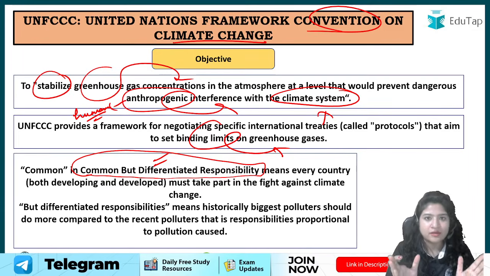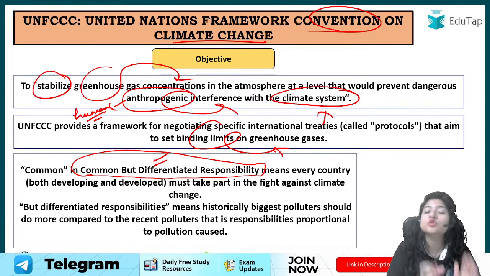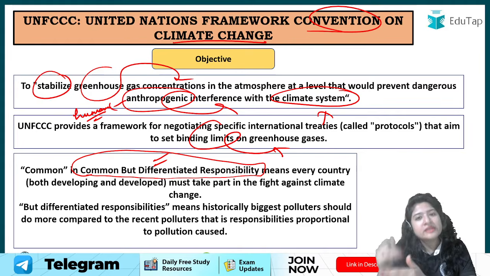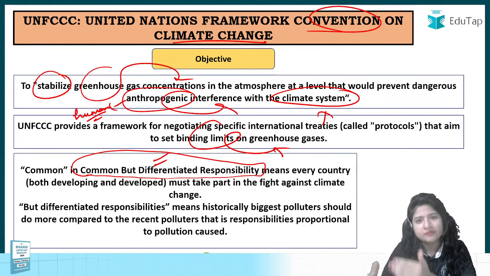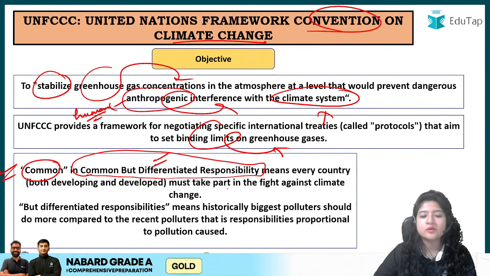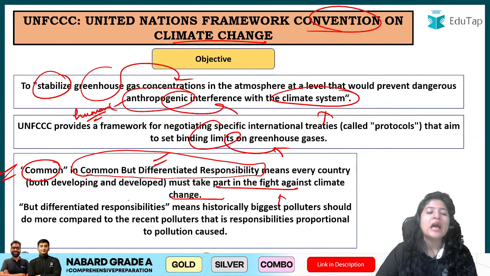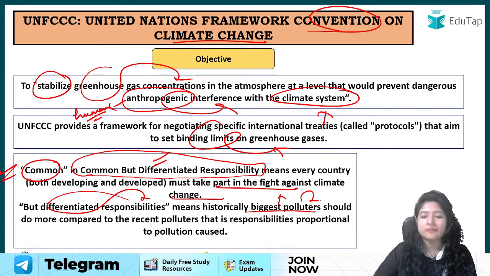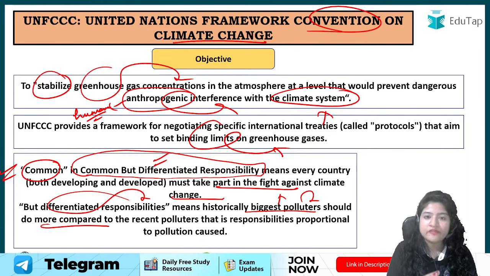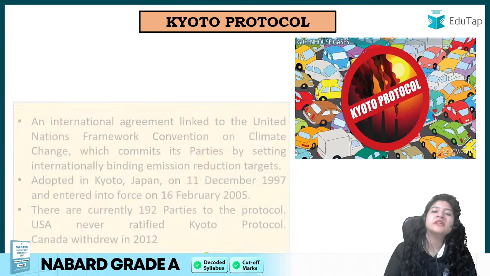So the common aim is there, right? But differentiated responsibility means those who have caused more harm to the environment would have to work more. The ones which have caused lesser harm still have to do their part, but lesser, because the impact they have created on the environment was lesser. Here the explanation is also given. Common means that all must take part in the fight against climate change. However, differentiated responsibility means bigger polluters would be held more accountable for causing climate change, and hence they would have to work more to redeem their effect, in comparison to the country which has done lesser pollution.